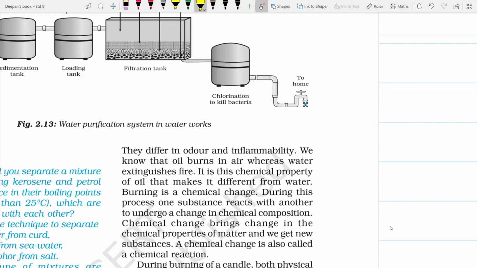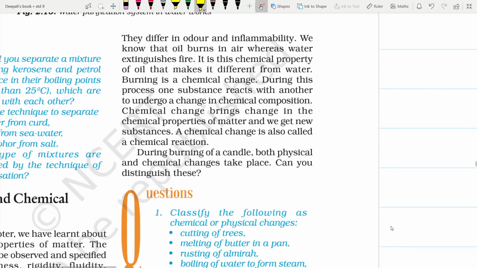During this process, one substance reacts with another to undergo a change in chemical composition. Chemical changes bring change in the chemical properties of matter and we get new substances. A chemical change is also called a chemical reaction.